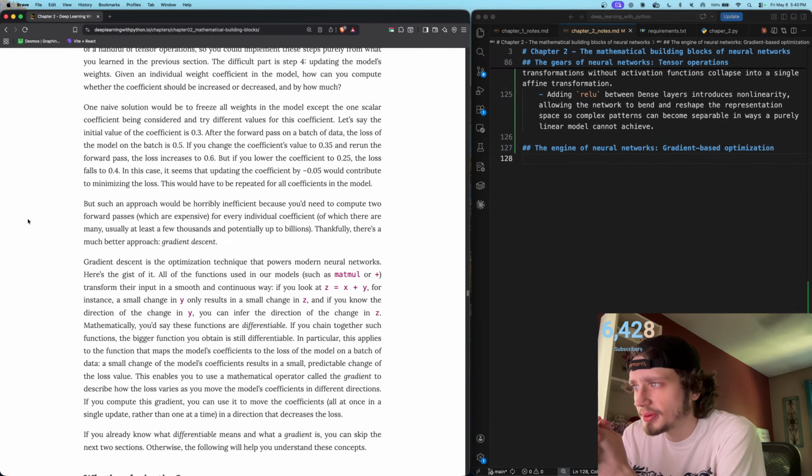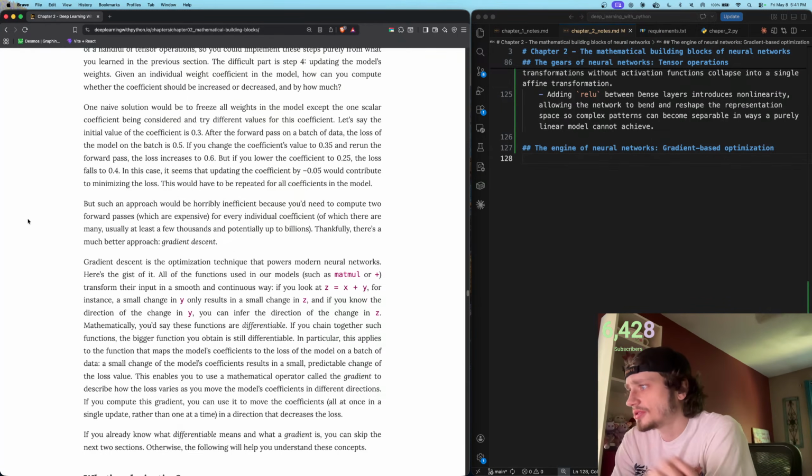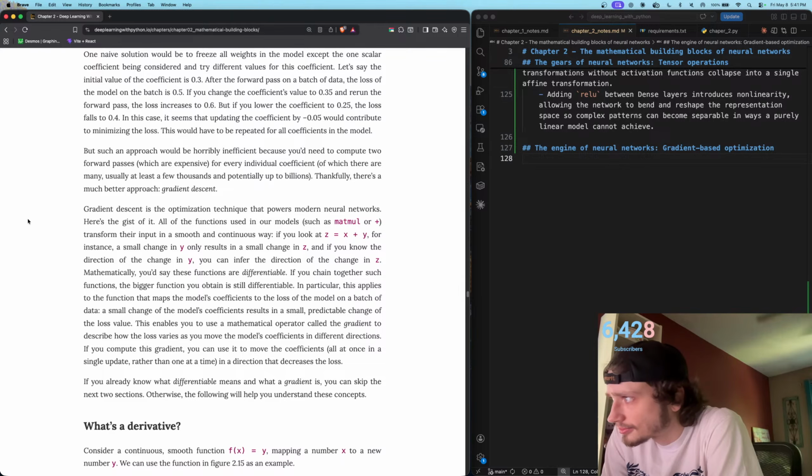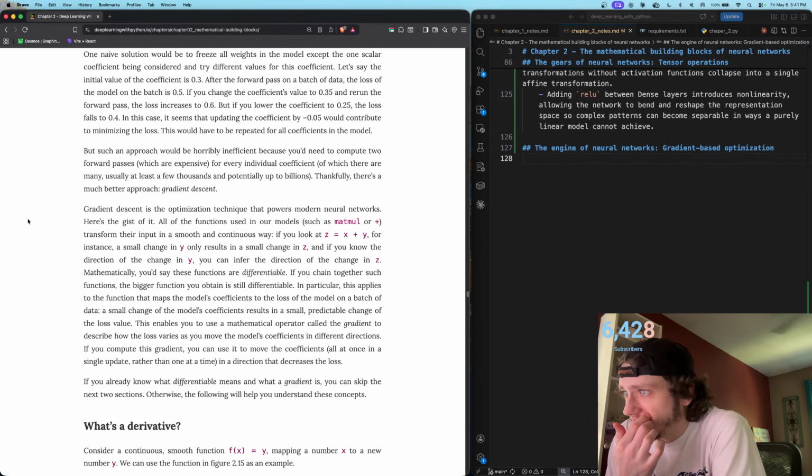Gradient descent is the optimization technique that powers modern neural networks. Here's the gist of it. All the functions used in our model, such as map, mul, or addition, transform their input in a smooth and continuous way. If you look at z equals x plus y, for instance, a small change in y only results in a small change in z. And if you know the direction of the change in y, you can infer the direction of the change in z. Mathematically, you'd say these functions are differentiable.